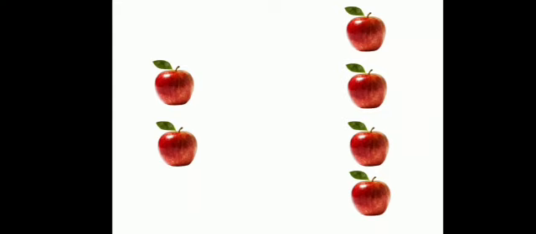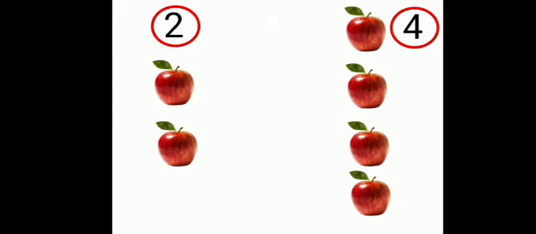Now, can you tell me on the left side how many apples are there? Can you count? They are 1 and 2. And what about the right side? Let's count. 1, 2, 3 and 4. There are 4 apples. Now tell me which number is bigger and which number is smaller here? Here 2 is the smaller number and 4 is the bigger number.